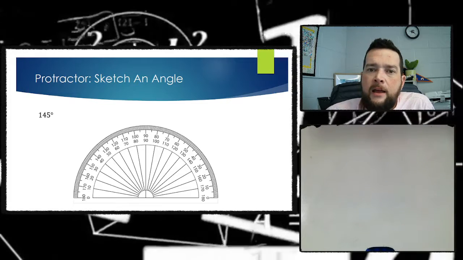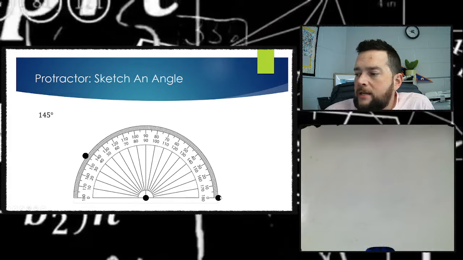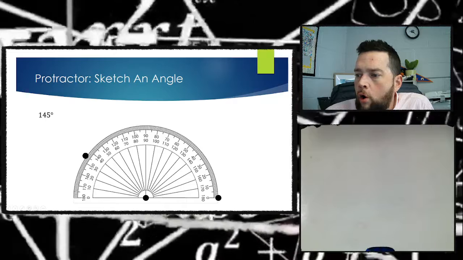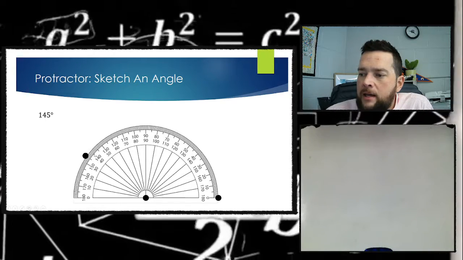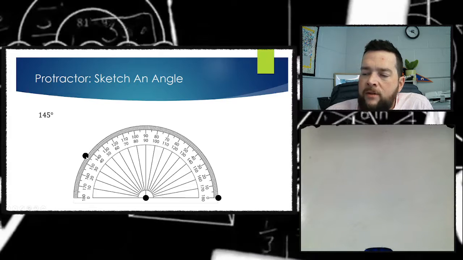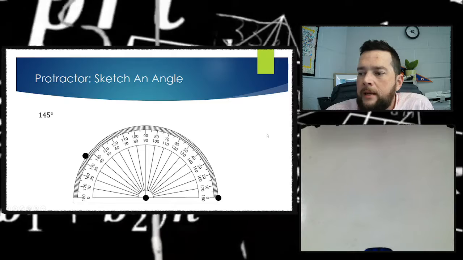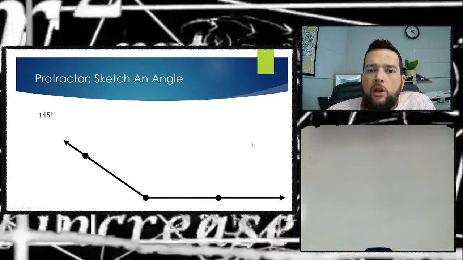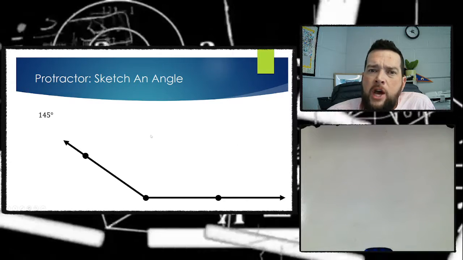So we need, again, 3 dots. We need one in the bottom center. We need one at 0, and then starting at that 0, we're going to count all the way around until we get to 145, just like that. We got to 140, 145, and then we put the other dot right there. Once we've got our 3 dots, we can remove the protractor and draw lines through each of the rays, and we've got our angle.